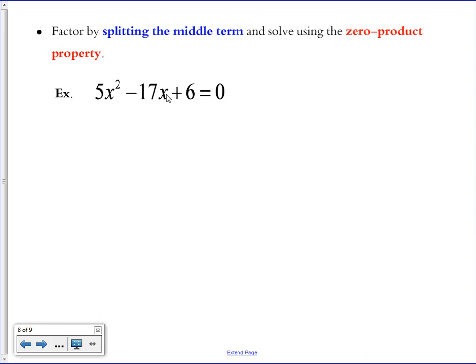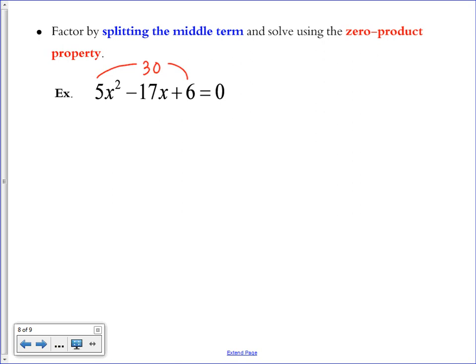You start by multiplying the first coefficient by the constant term, 5 times 6, and that's 30. I always write that number above the middle term, because now, instead of looking for factors that make 6, I want to look for factors of 30. And I want to pick factors of 30 that add up to the middle term, so adding up to negative 17x. The factors I pick are 15 and 2, because I know 15 times 2 is 30. And because I need them to add up to negative 17, they both need to be negative.